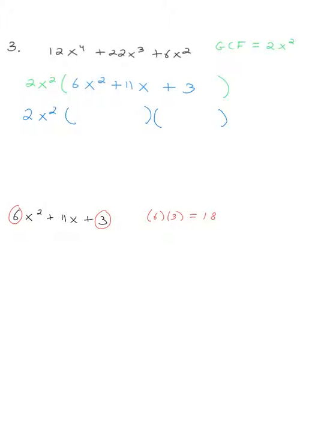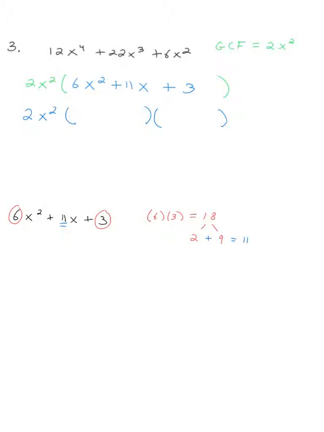Factors of 18 would be, well, obviously 6 and 3, but 6 plus 3 doesn't add to 11, nor does 1 and 18, that adds to 19. The only other option would be using 2 and 9. If you add those together, it gives you 11, which matches up with this 11 here.